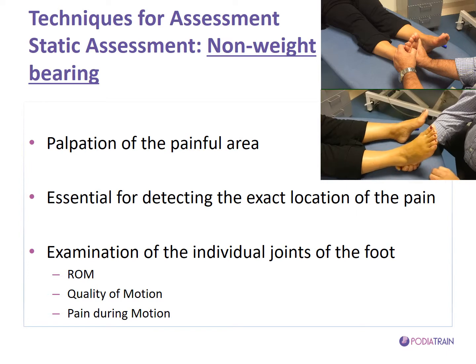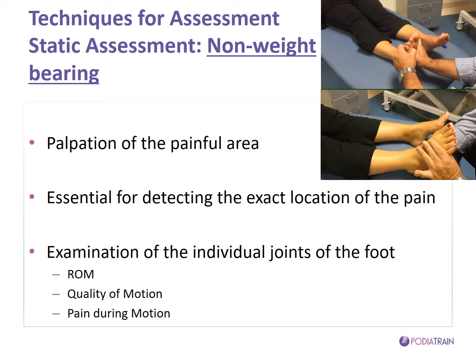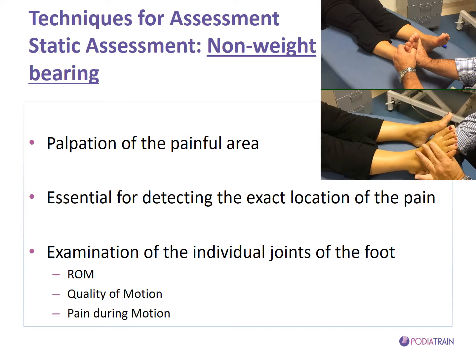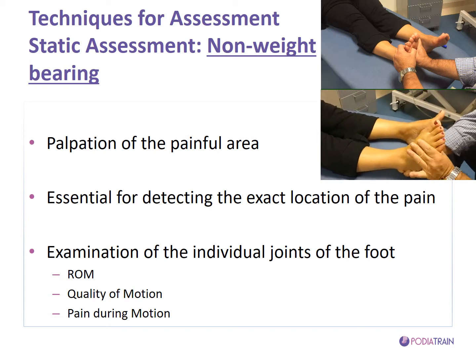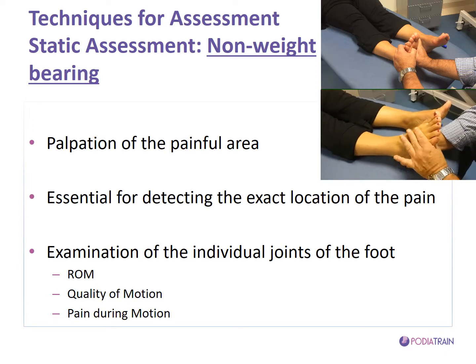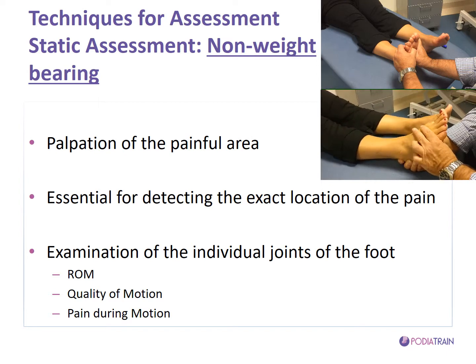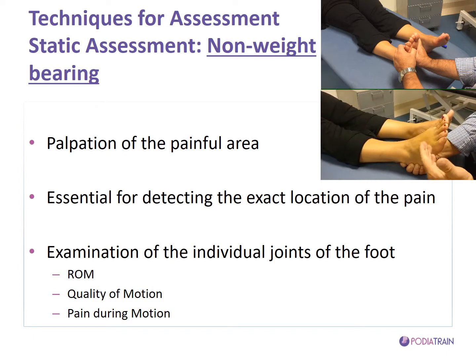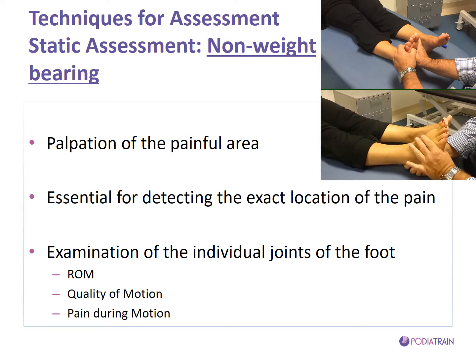Moving further distally, the mid-tarsal joint gives us motion around the oblique axis and around the longitudinal axis, and we are looking for the ranges of motion. We're looking for the possibility of hypermobility or rigidity around these joints, and in this case there is quite an adequate amount of movement.